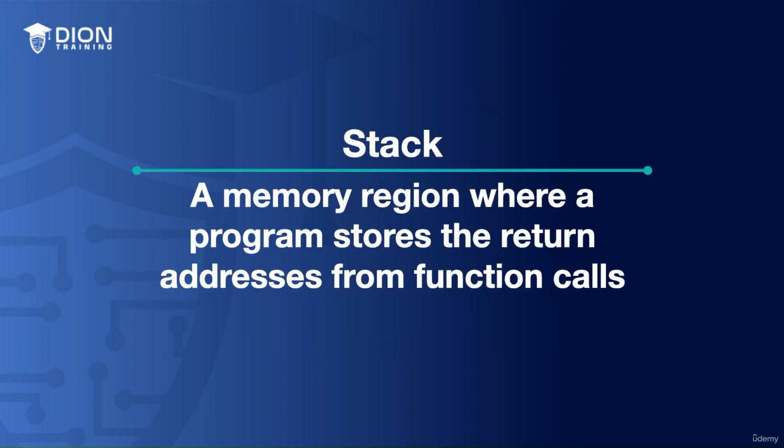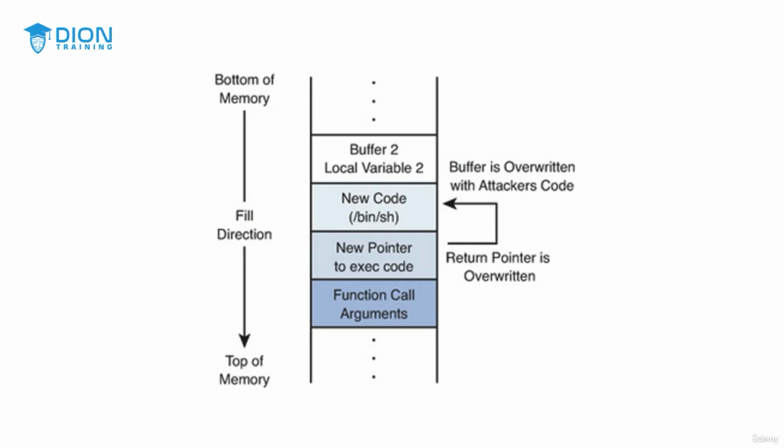Now, a stack is a reserved area of memory where the program is going to save the return address when a function call instruction is going to be received. Here is an example of a stack that's organized as first in, last out. Basically, this means that the first thing that's being placed in the stack is going to be the last thing to be removed, and the data is going to be filled from the bottom of the memory all the way up to the top of the memory.